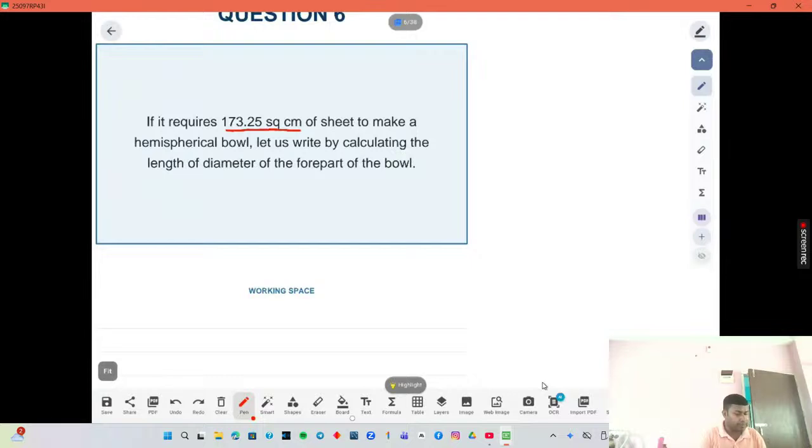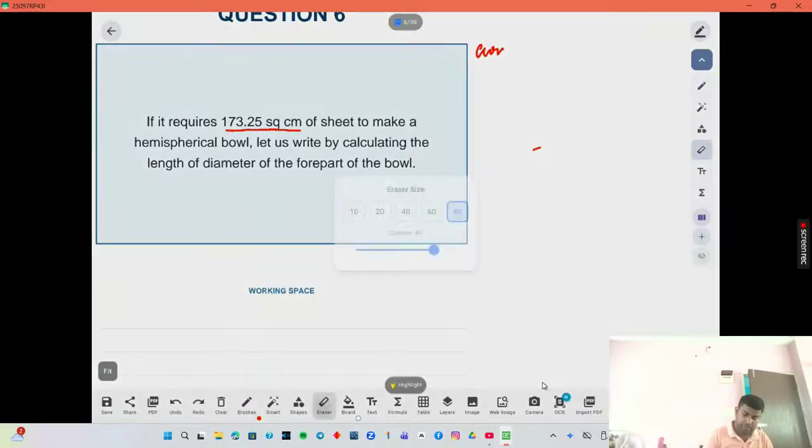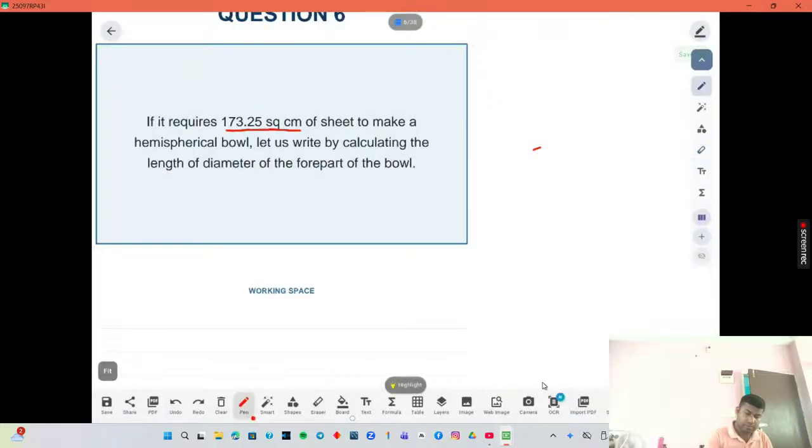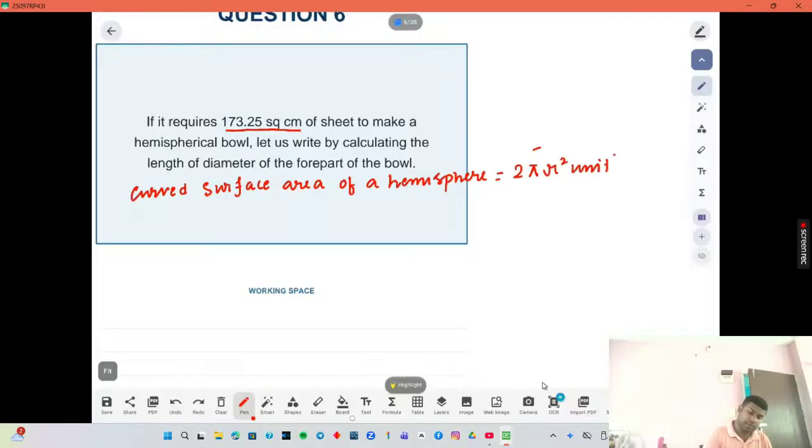So what is the curved surface area of a hemisphere? The curved surface area of a hemisphere is equal to 2 pi r square unit square.